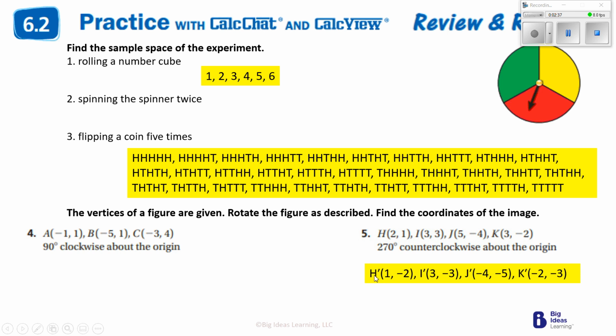So just like I said, H prime is going to be 1 as x now, and then 2 will become a negative 2, right? The x will become negative and become a y. The y will become the x. So for I prime, 3 is y, so x is 3, and y is negative 3. For J prime, negative 4 is x and negative 5 is y. For K prime, negative 2 is x and negative 3 is y.